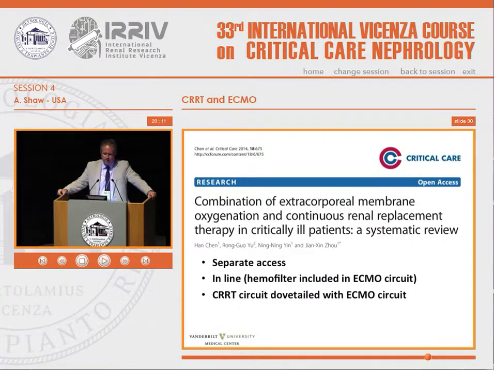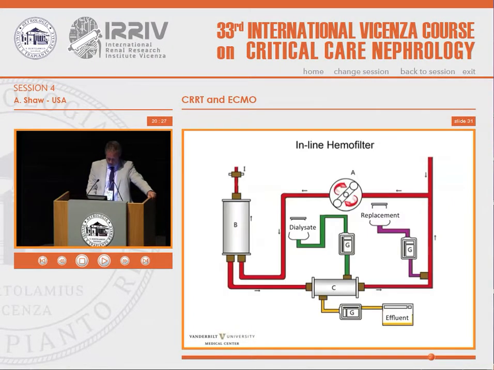Now, what about combining CRRT with ECMO? What are your options? Well, essentially threefold. You can either cannulate separately, in which case it's the same as any other CRRT run. You can place the equipment in line, or you can place the circuit dovetailed with the ECMO circuit, and I'll show you descriptions of that.